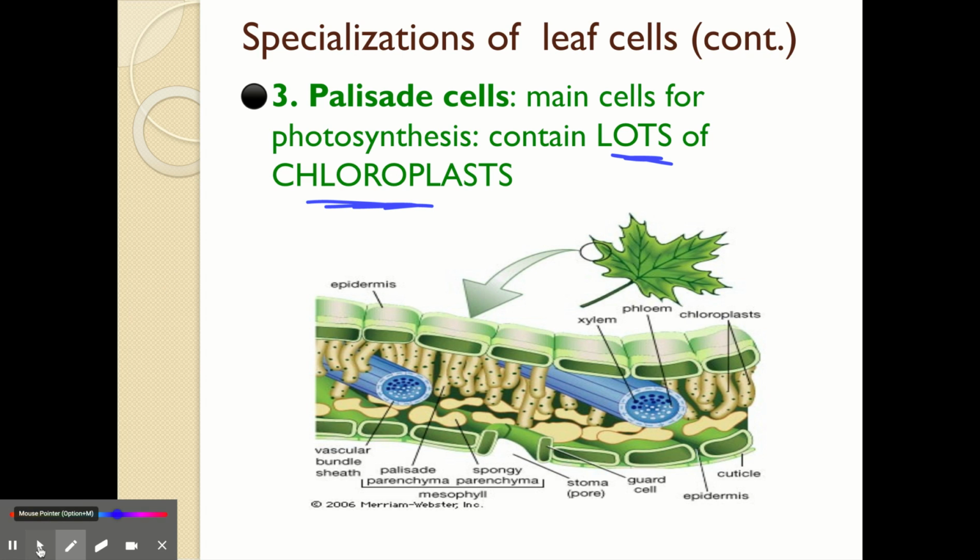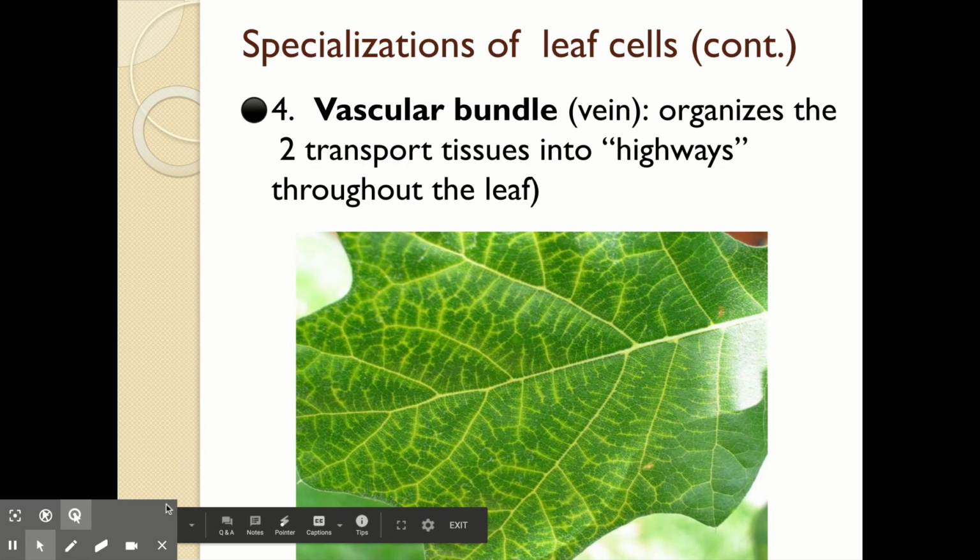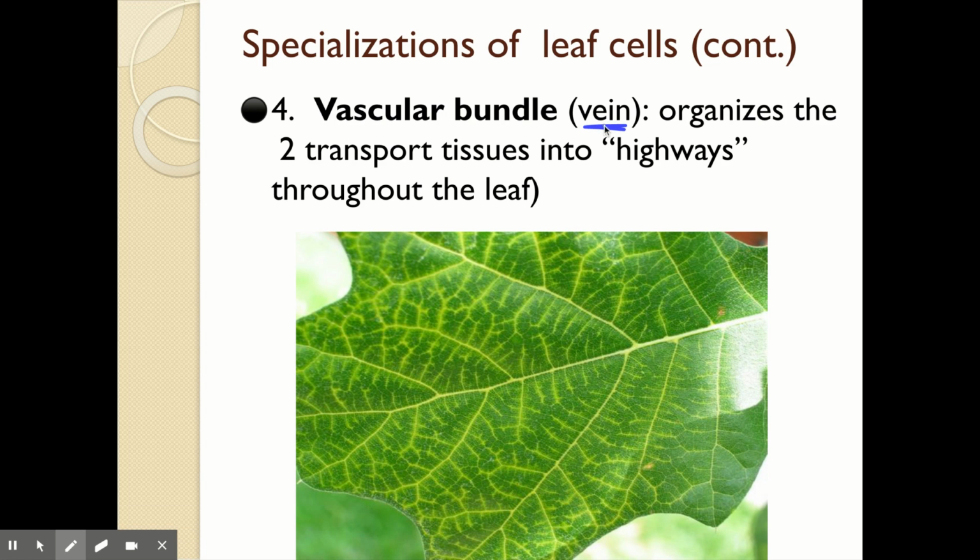Okay. So far we have the cuticle, that waxy layer. We have your epidermis, which is right here, and then you have your palisade. All right, so now we have your vascular bundle, and this image is a little different. I'm going to give you another one, but your vascular bundle actually is a vein. Okay, its job is to transport tissues into highways throughout the leaf. So what does that mean?